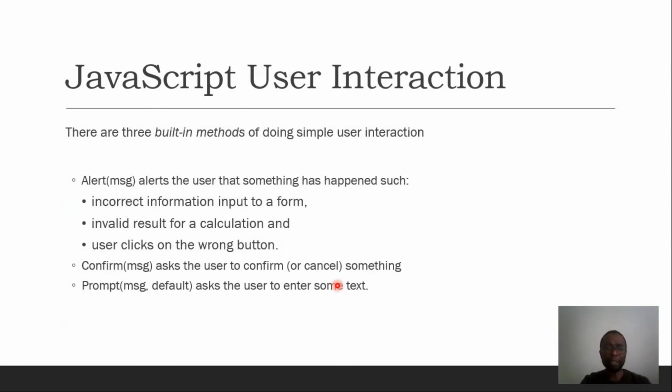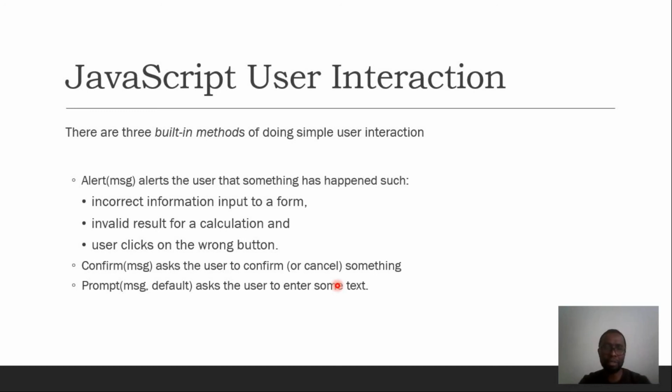Now, JavaScript is an important user interaction script that is used on web pages or websites. There are three built-in methods for doing simple user interactions. Number one, we call them alerts. Number two, confirms. And number three, prompts. Alerts are used to alert the user that something has happened, either incorrect information input, or clicking at the wrong place, or an invalid result from a calculation. It's just an alert message that the user needs to note.